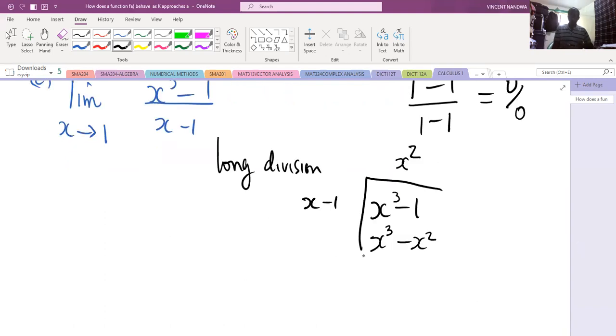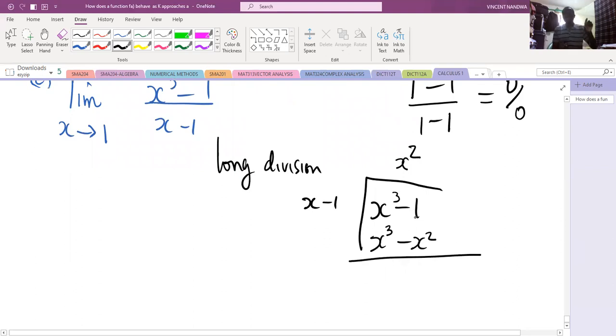And then just as with normal numbers, you will subtract. And then you subtract like terms. So x cubed minus x cubed gives us 0. And then on top here it's like we have 0 x squared. So 0 x squared minus x squared will give us positive x squared. And then you bring down this negative 1. What do you multiply by x to get x squared? That will be x. So you say plus x.